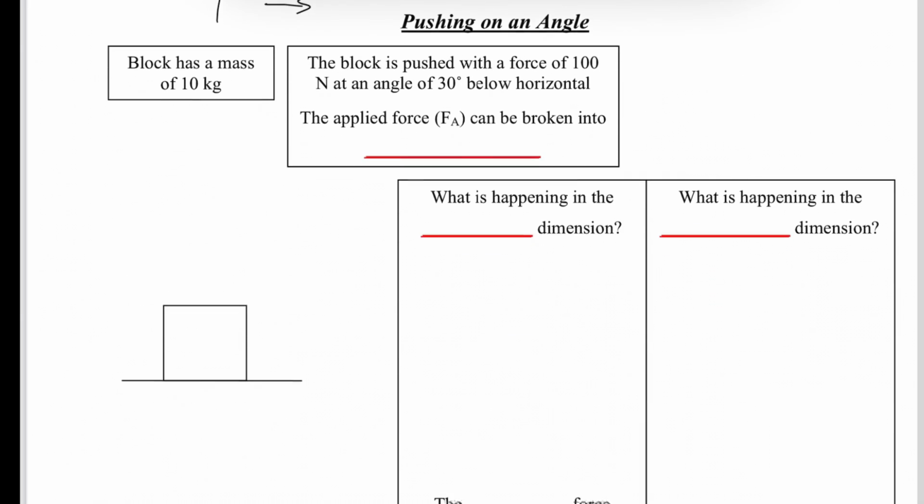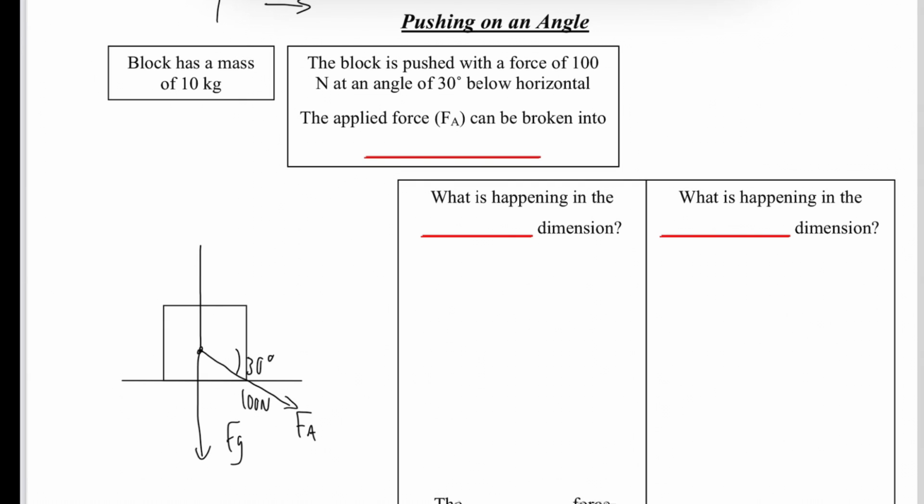All right, so now we want to take a look at a case in which we are pushing on an angle instead of pulling at an angle. So we have a block that has a mass of 10 kilograms, which means that there will be a gravitational force pulling down. From here, the block is pushed with a force of 100 newtons at an angle of 30 degrees below the horizontal. So in this case, we will have this applied force right here, which is 30 degrees below the horizontal, and it itself is 100 newtons.